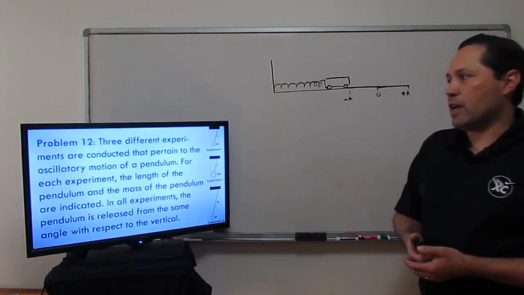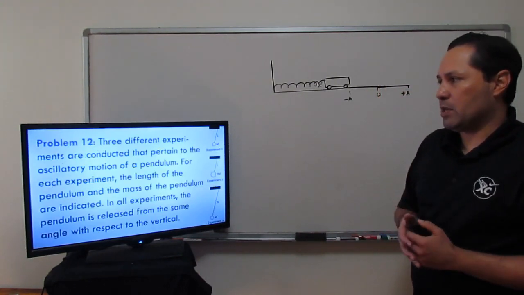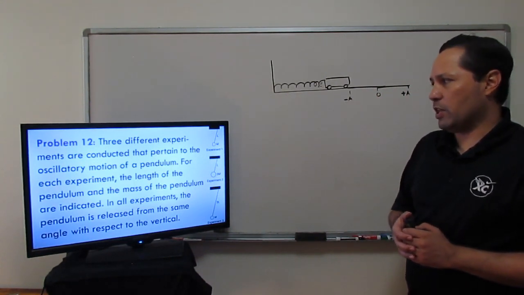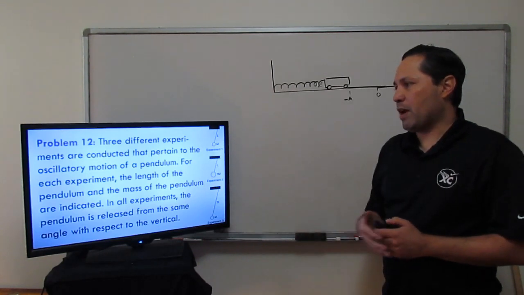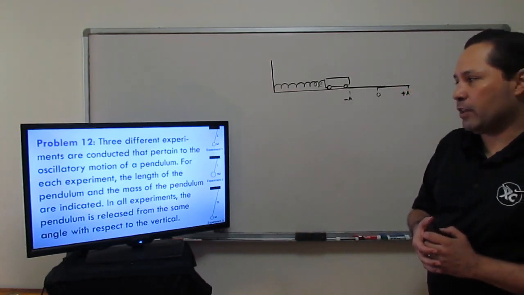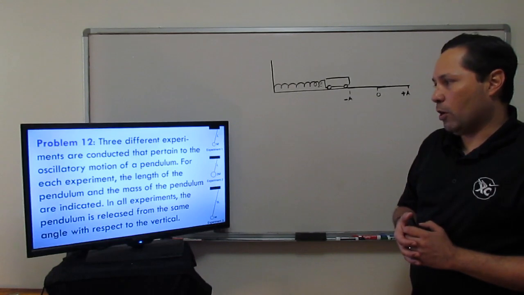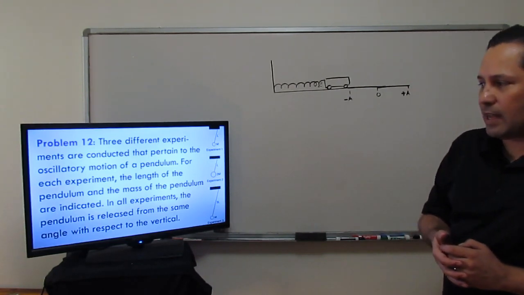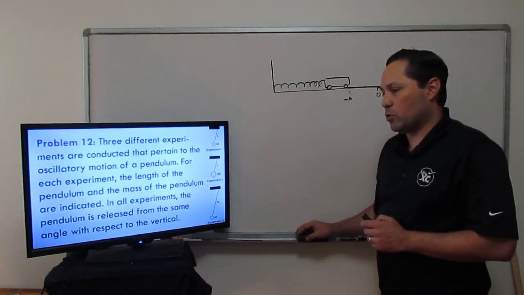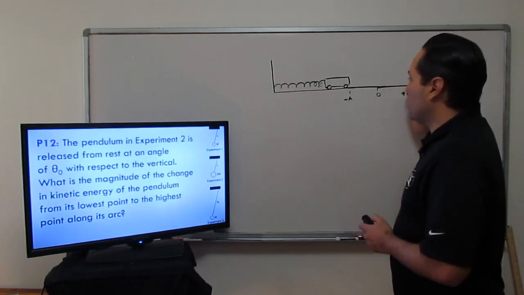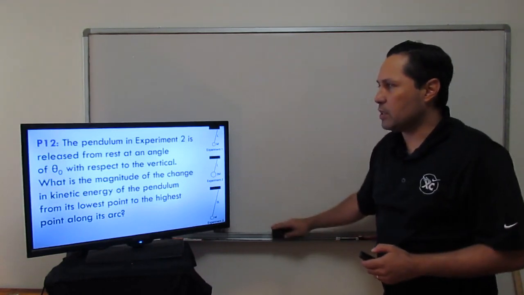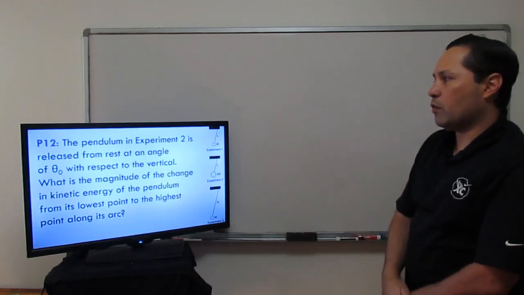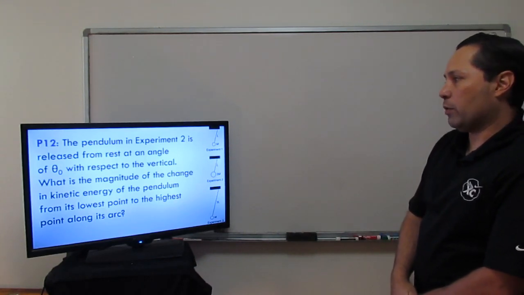In problem number 12, you have 3 different experiments being conducted that pertain to the oscillation motion of a pendulum. So you have a pendulum swinging back and forth. For each experiment, the length of the pendulum and the mass of the pendulum are indicated. In all experiments, the pendulum is released from the same angle with respect to the vertical. Alright, so now they continue, and it says, the pendulum in experiment 2 right here is released from rest at an angle of theta O with respect to the vertical.